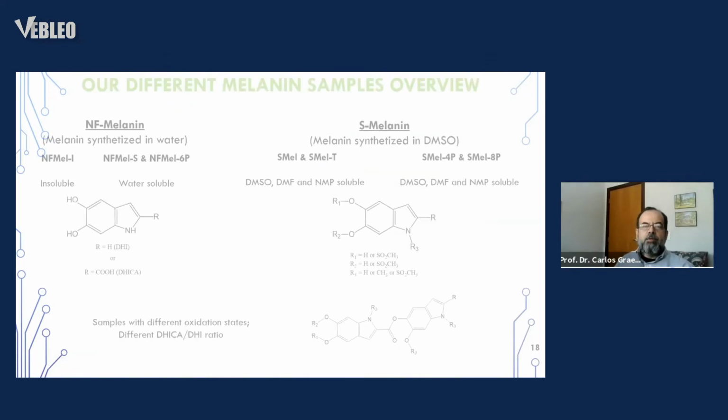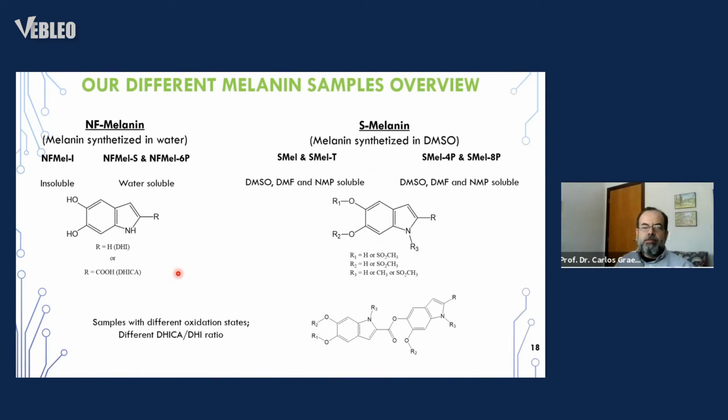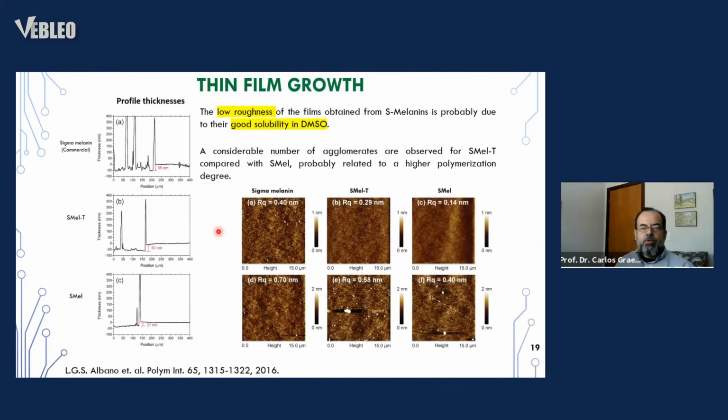Okay. So this is the overview of the things we have synthesized. So we have NF melanin insoluble. We have soluble in water, by either changing the pH, but better by changing the synthesis under pressure. And in S-melanin, we also can change quite a lot the details of the synthesis by changing pressure or temperature. And this is what we have done in the last couple of years. Okay, so let's move on a little bit to what we can do with these materials.